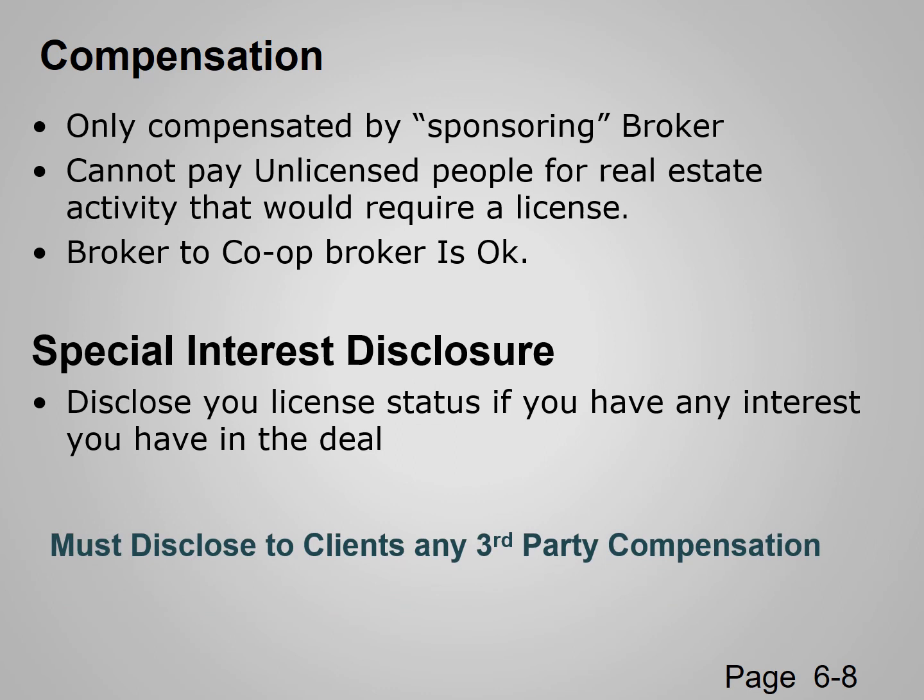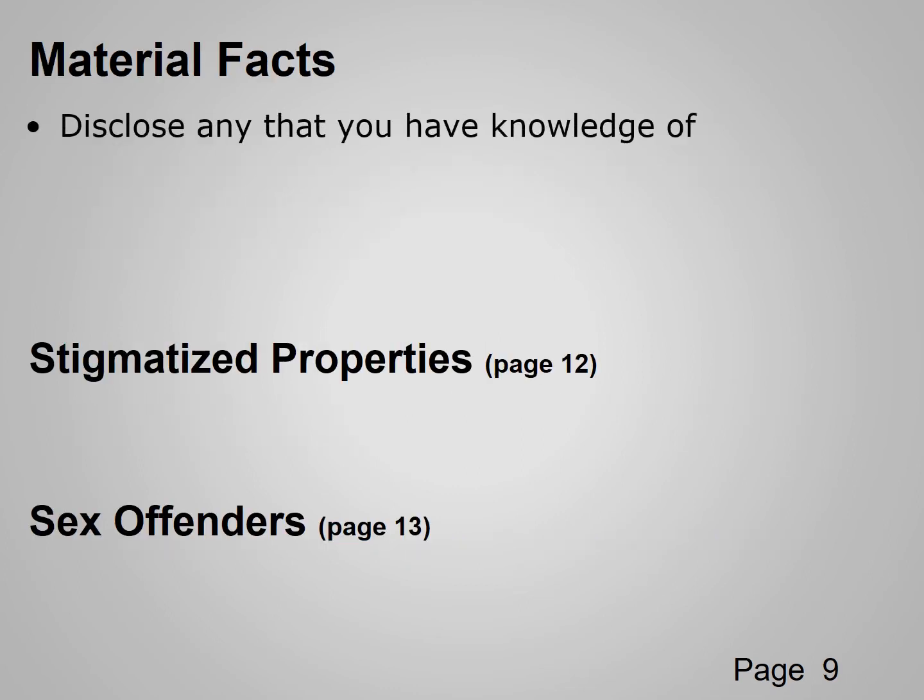Material facts. You have to disclose to all parties in a real estate transaction any material fact that you have knowledge of. A material fact is any fact that would affect somebody living in the property, the habitability of the property. You must disclose any that you have knowledge of or probably should have knowledge of. You must even disclose these to unrepresented customers. Even though a customer comes to you and you're not representing them, you still owe them the duty to disclose hidden material facts that they must know of.